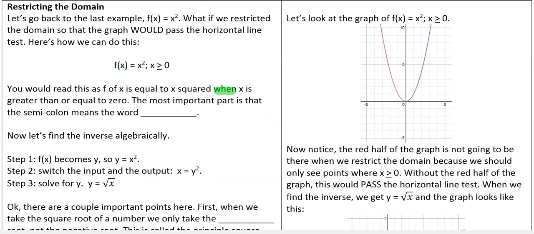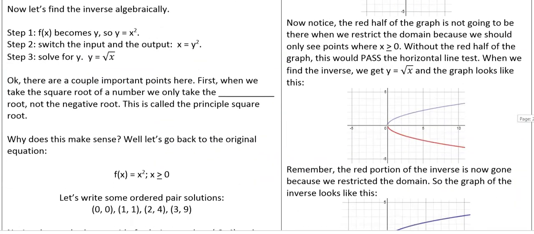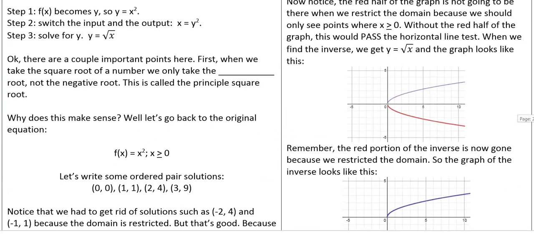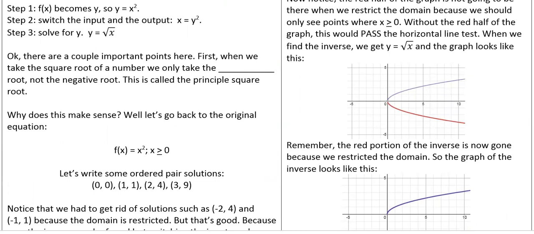That's interesting, because when we take the square root of a number, do we usually take the positive or the negative root? Just the positive. So that's going to be important. There are a couple important points here. First, when we take the square root of a number, we only take the positive root, not the negative root.